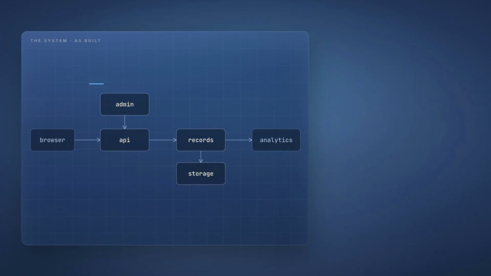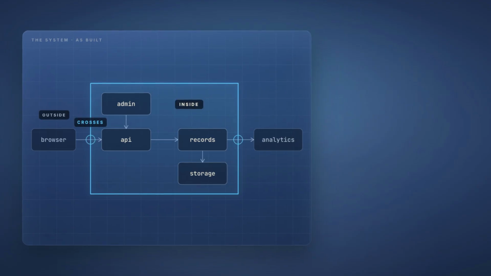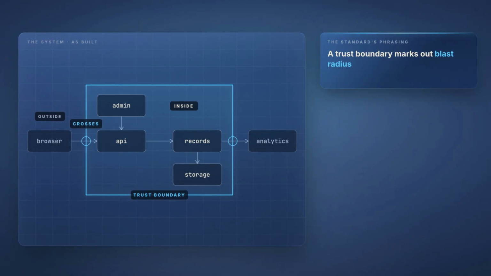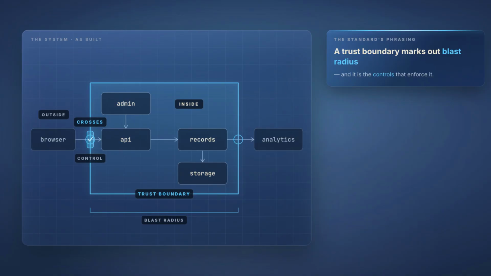2 things have to exist before you write a single check, and neither of them is code. The first is a boundary. Something that says, this is inside, that's outside, and here is what crosses between them. The standard's phrasing is that a trust boundary marks out blast radius, and it's the controls that enforce it. That matters because it tells you where checks even go. Without it, you write checks where you happen to remember, which is not where they're needed.